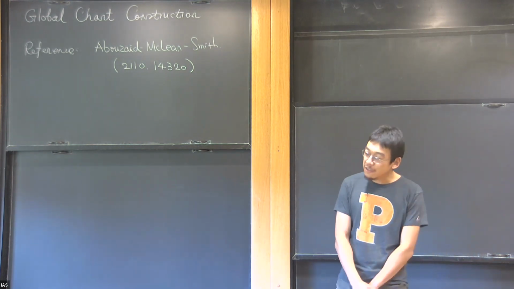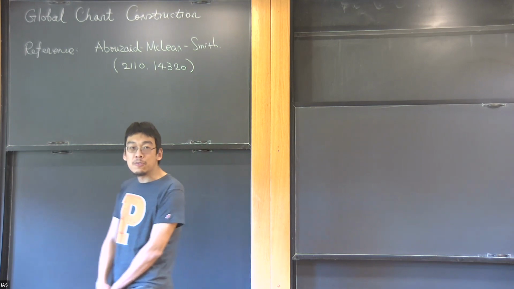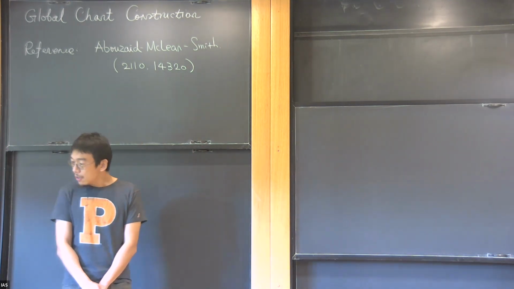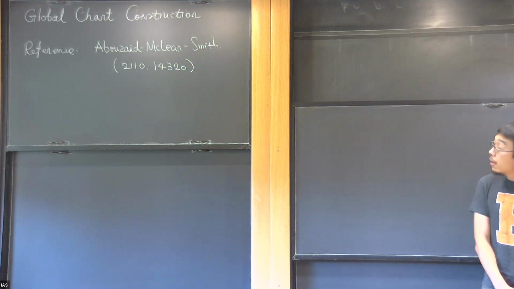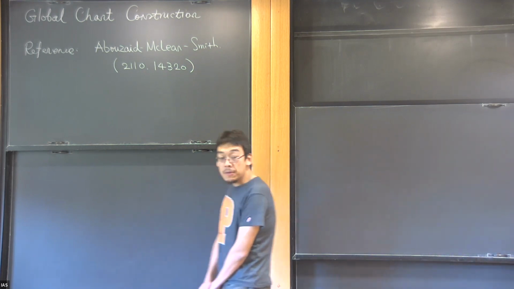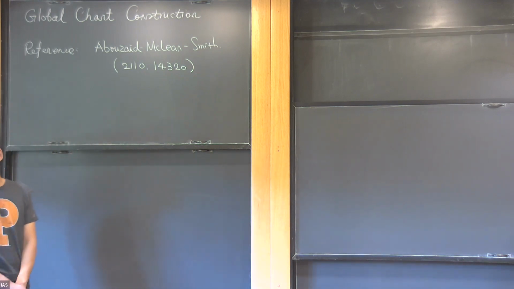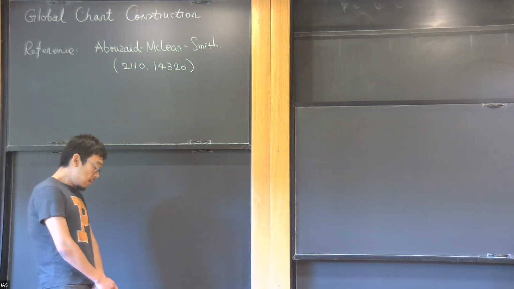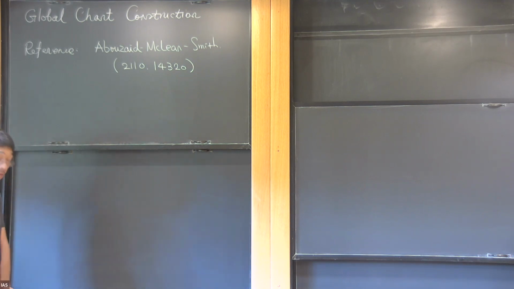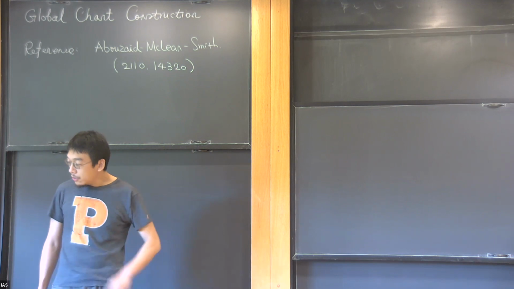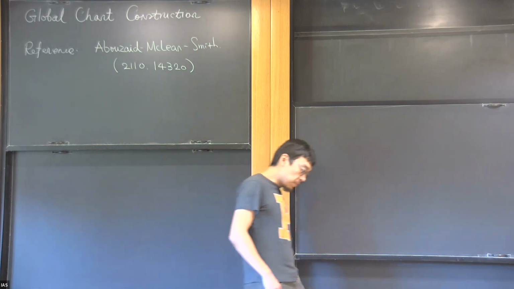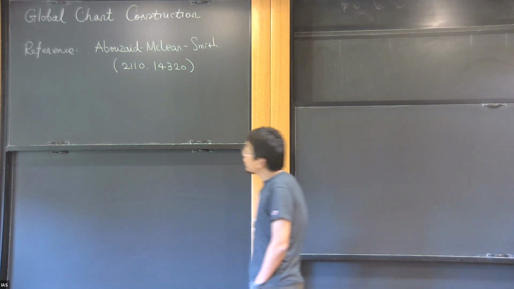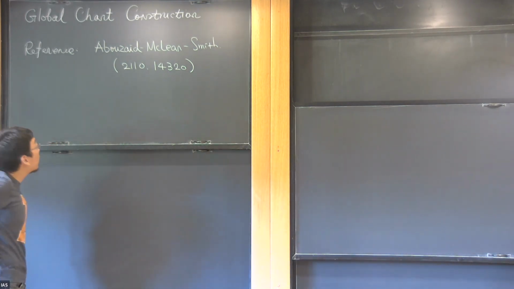I decided to change the number of lectures from 3 to 4, but each time I will try to keep it within 75 minutes. Today I'm going to review the global chart construction by Abouzaid–McLean–Smith, and the next time I will explain how to generalize their construction to Floer moduli spaces or Floer flow categories. Then in the fourth talk, I will wrap things up and basically finish the proof.